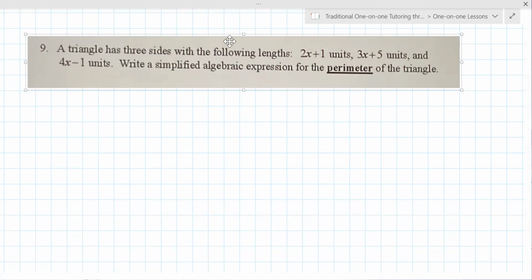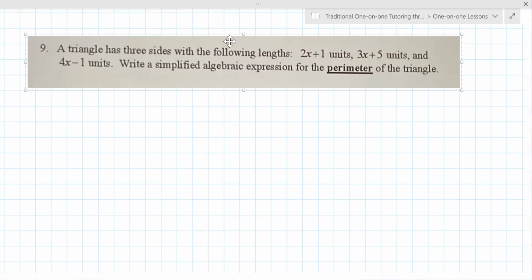Okay, so number 9, story problem. Most students are like, I don't really like these. Do you like to read? Just curious. Do you like to read books? Yeah. Great. Yeah, reading's awesome. Lots of good books out there. Not necessarily in math though.